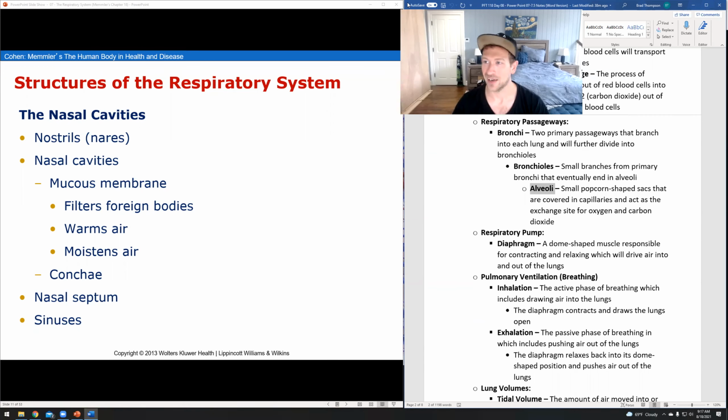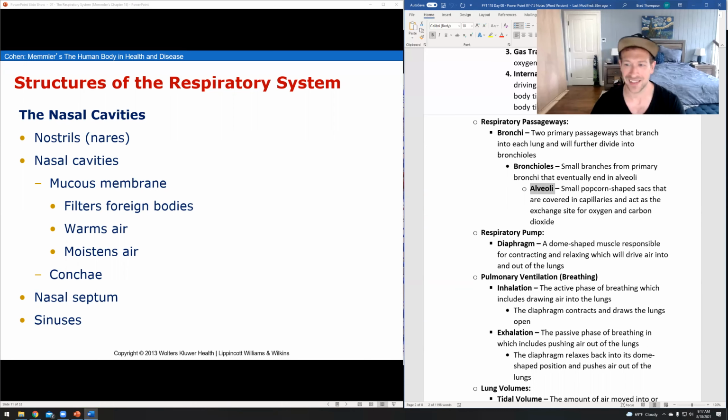Sorry, frustrating. So let's take a look at the other half of this anatomy, right? We've got the respiratory passageways. That's what allows a bulk flow of air to travel. But then you also need to create a pressure gradient inside your body to actually draw that air in, because again, oxygen will not move unless it is going to move from an area of high concentration to an area of low concentration.